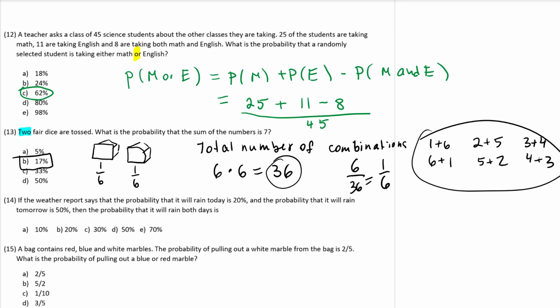So it's a little harder question, but once you list the possibilities, then you can figure this out. So there are 36 possibilities, and 6 of them give us the sum of 7.